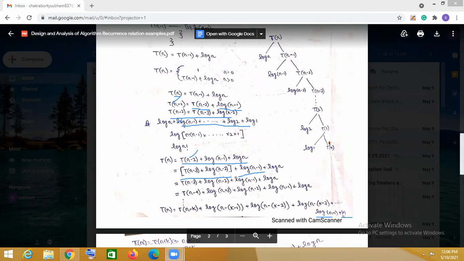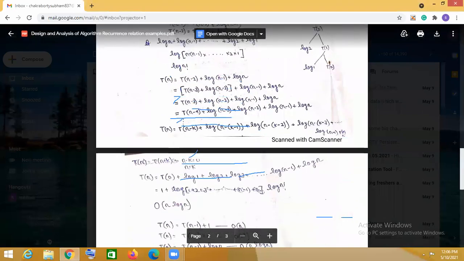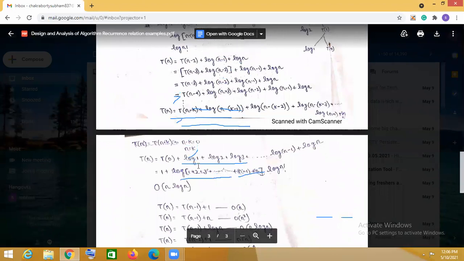Now, if we put this, then this term should become 0. So n minus k equal to 0. That means k equal to n, and we will substitute it.